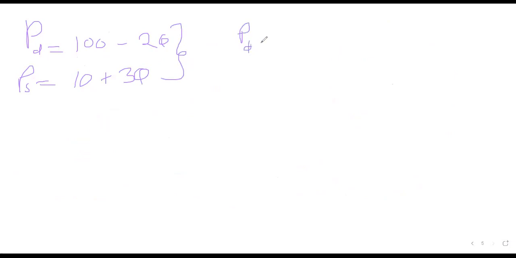Give an example. Demand is given by 100 minus 2Q. Supply is given by 10 plus 3Q. Can somebody remind us what happens at equilibrium? Price demanded must go to price supplied. So 100 minus 2Q is equal to 10 plus 3Q.